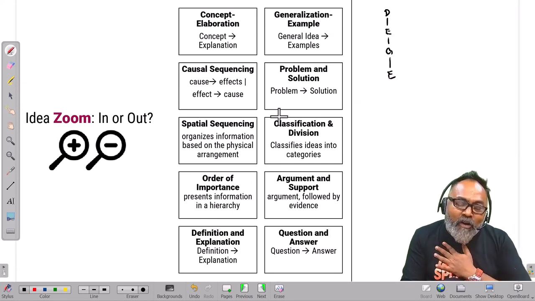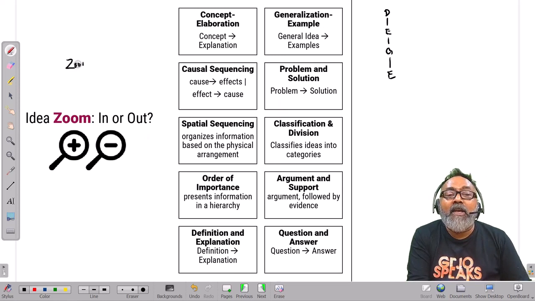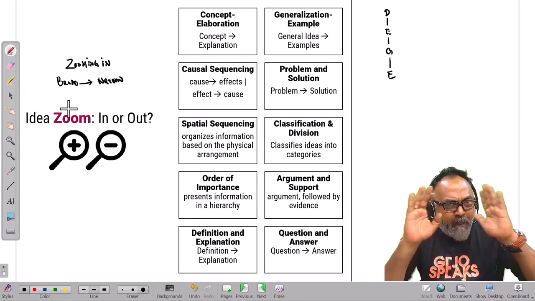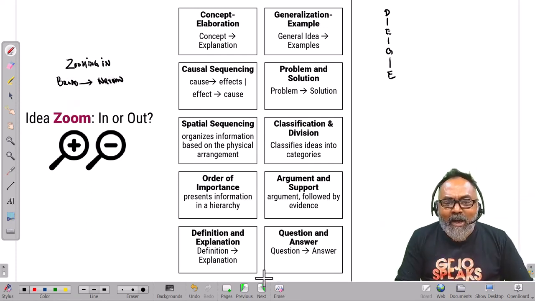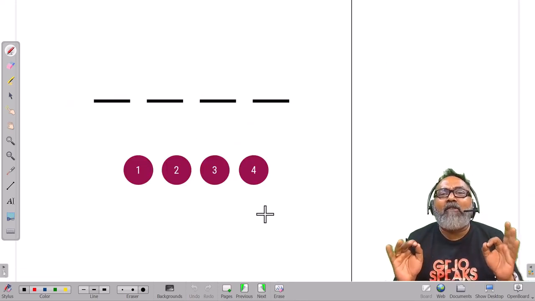The question that we would ask is idea zooming in or zooming out, and we found that zooming in is more common. What is zooming in? Moving from a broad idea to something that is narrow, the same thing as moving from general to specific. Correct? Okay. Now, we need a simple plan of action to deal with paragraph jumble questions.